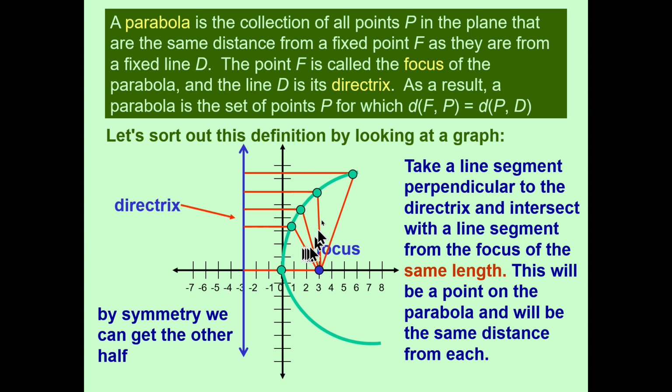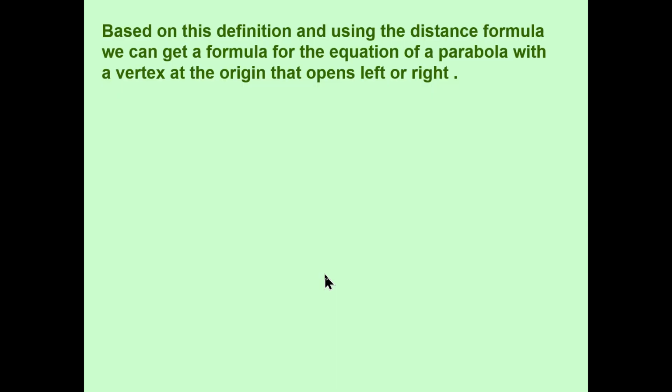So for each one of these points, if that's the focus F, the distance from F to P, a point on the parabola, is the same distance from that point on the parabola to that directrix, that line here. And that defines a parabola.